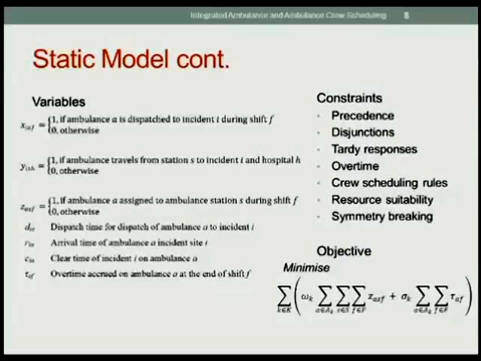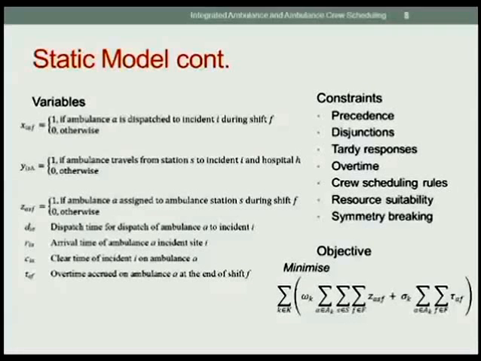The arrival time variable is also pretty important because this is how we make sure that the response times are within our time windows, and this is how we constrain the incident responses through tardiness. Overtime is also a variable in this model, and we place that in the objective as well, so we're trying to minimize ambulance shifts and ambulance overtime.